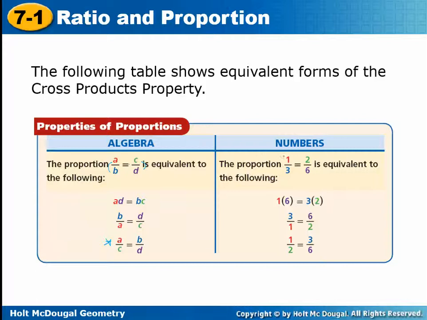So with numbers, you'll see that it makes more sense. If you have a proportion 1/3 equals 2/6, a true proportion, we could write that as 1 times 6 equals 3 times 2, the cross products property. It's also true that 3 over 1 equals 6 over 2. That makes sense.